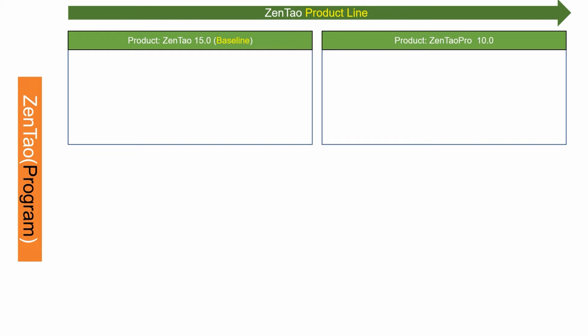Let's see Zentao open source first. Its baseline version is 15. Version control is a key concept in Zentao, which runs through the entire system.